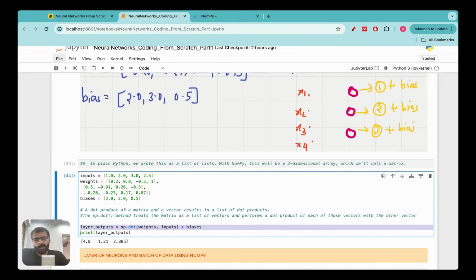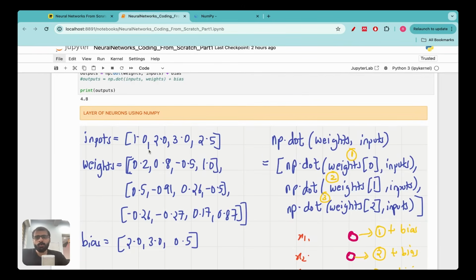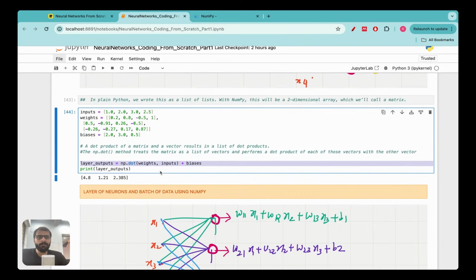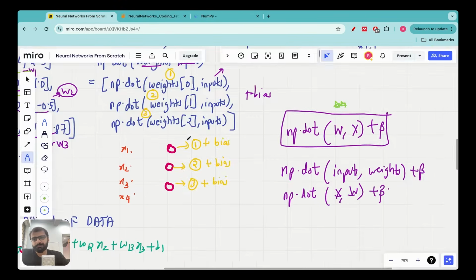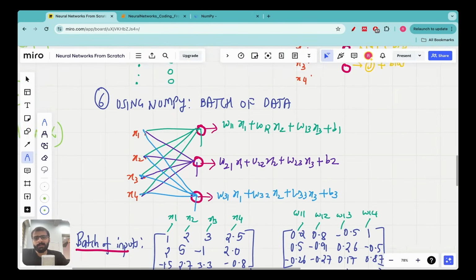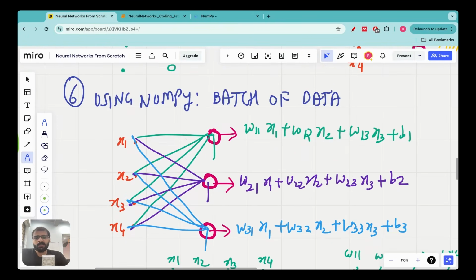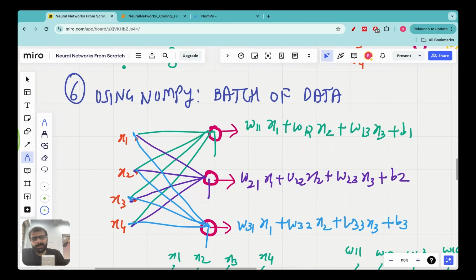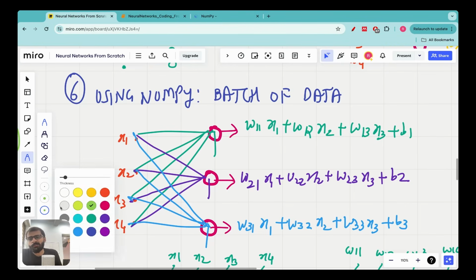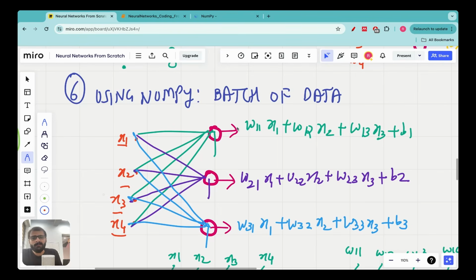Okay, so after understanding how to code the layer using NumPy, we are now ready to look at a batch of data. So let me explain to you what this really means. Up till now, we have looked at a single batch of inputs which are coming. So one batch is the input x1, x2, x3 and x4, and we have the output generated by every single neuron, correct? But what if there are multiple batches of data?